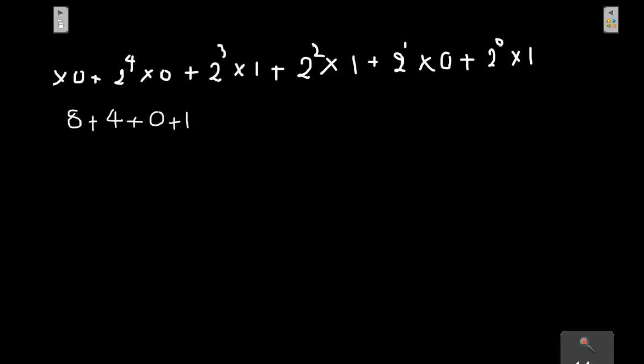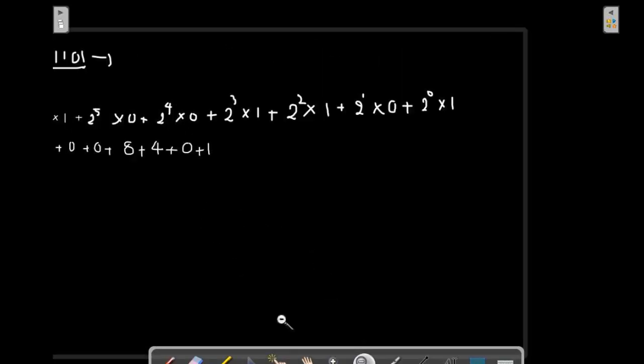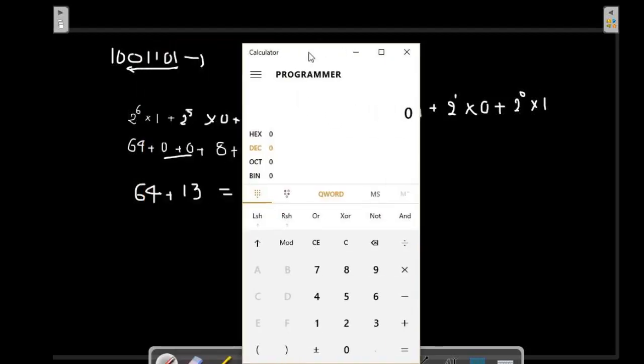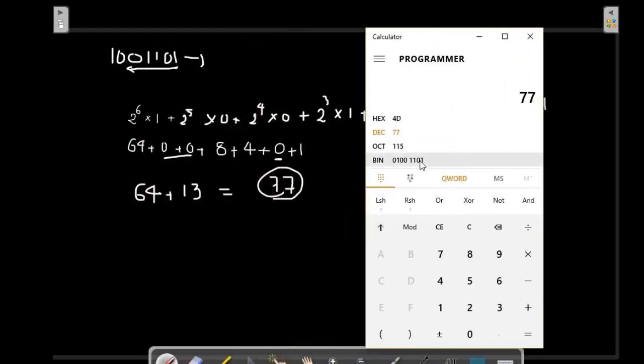Let me just zoom it out. So here we get 64 plus 0 plus these 3 just remain as they are. So we get 8 plus 4, 13, 64 plus 13, we get 77. So the decimal number for 1001101 is 77. We can check that over here, that the decimal of 77 equals this binary number.